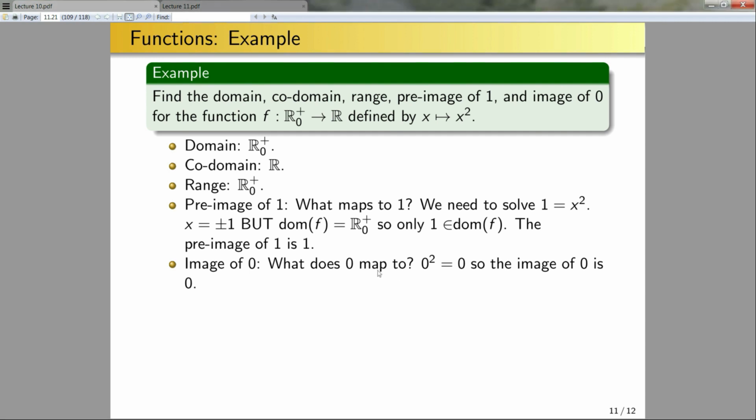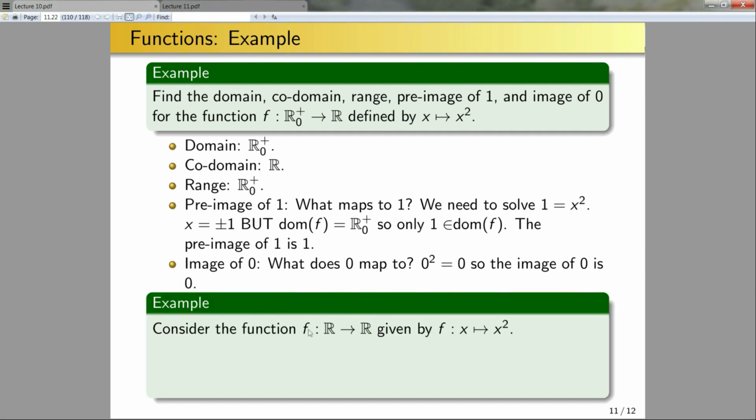Okay, one more example. Consider the function f mapping from R to R, given by x is mapped to x squared. This function is different than the first function in that I'm now mapping from all of the real numbers instead of this restricted domain. So here, the domain will simply be R. The codomain will simply be R, and the range, again, is simply going to be the non-negative real numbers.